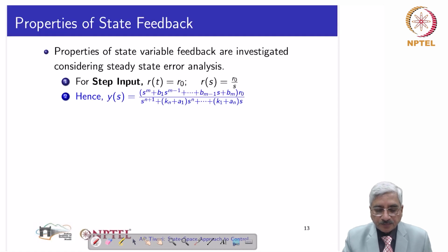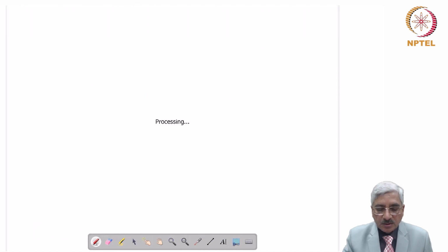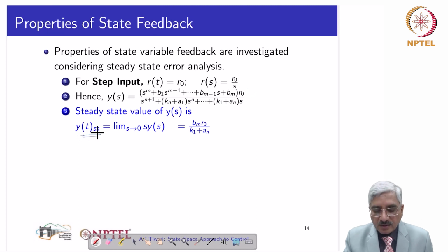If this input is given, the output is the transfer function multiplied by the Laplace transform of input, so we get this expression for Y(s). And so the steady state value of y(t), t tending to infinity, will be given by limit s tending to 0 of s Y(s). This is the final value theorem. And when we do this substitution here, we get that when steady state is achieved, the steady state value of y is this.